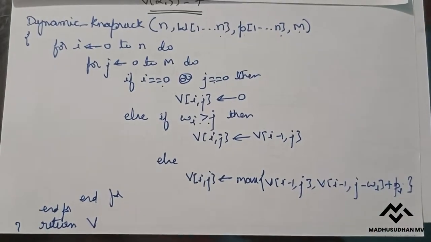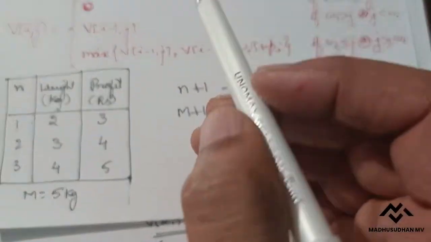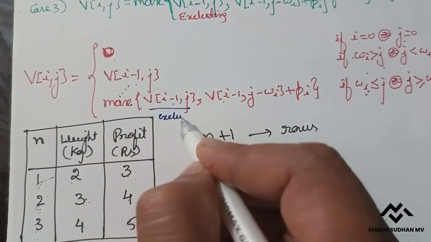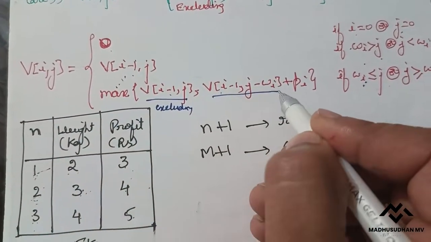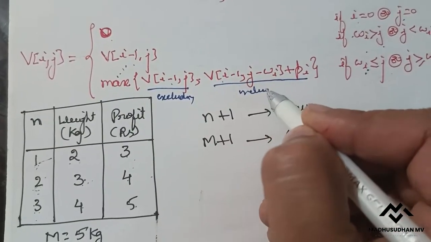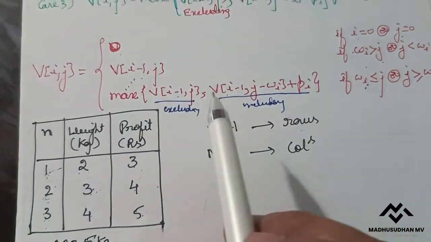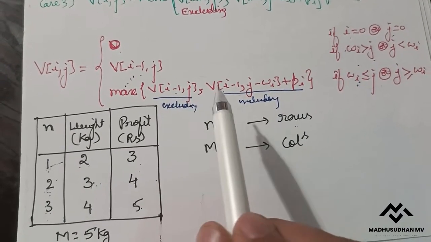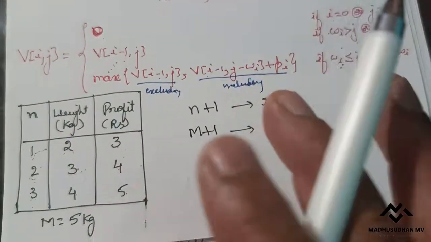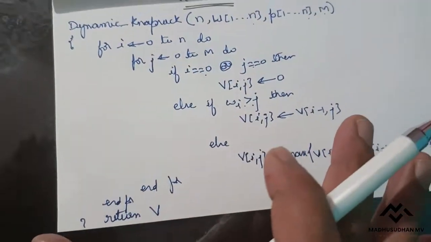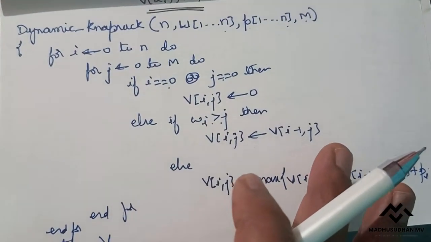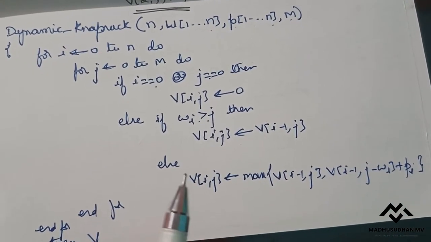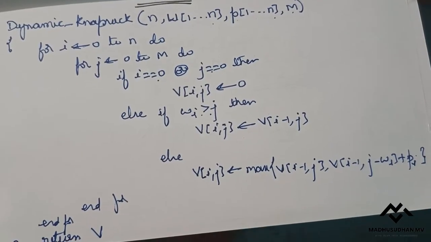So I hope you understood. See again, in this formula, this is for excluding, that means by leaving. This is by including. That means I need to check if I exclude the object, I will get the maximum profit, or including the object I will get the maximum profit. That I need to check. Okay, this is how to write the dynamic knapsack algorithm. So I hope this algorithm solving the problem and all the three cases of that equation are understood.